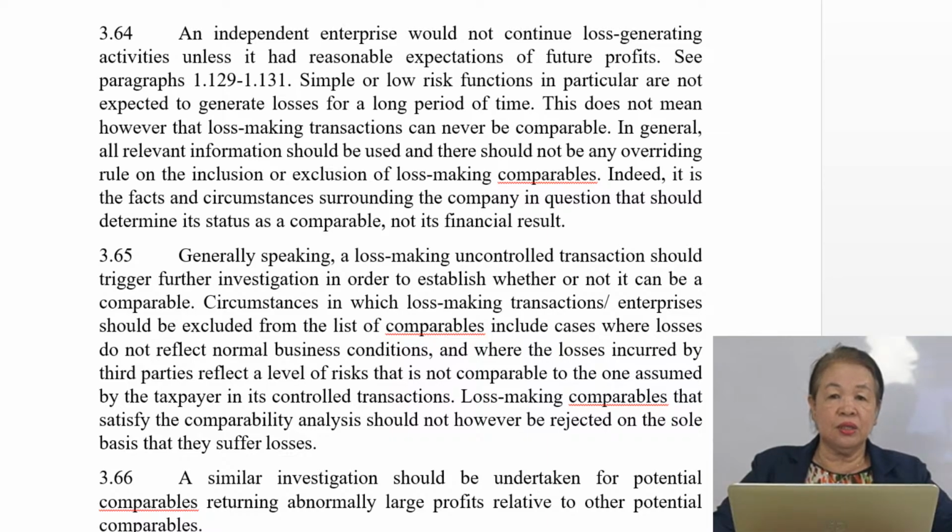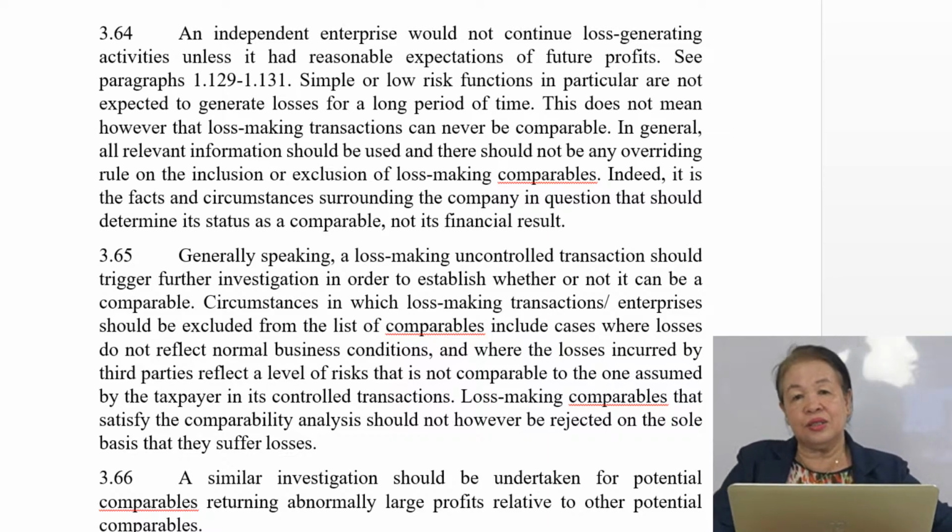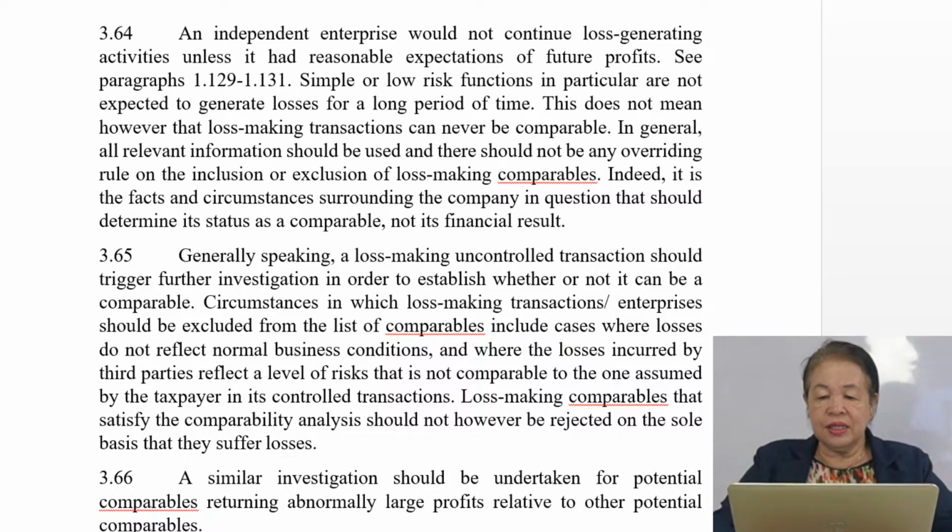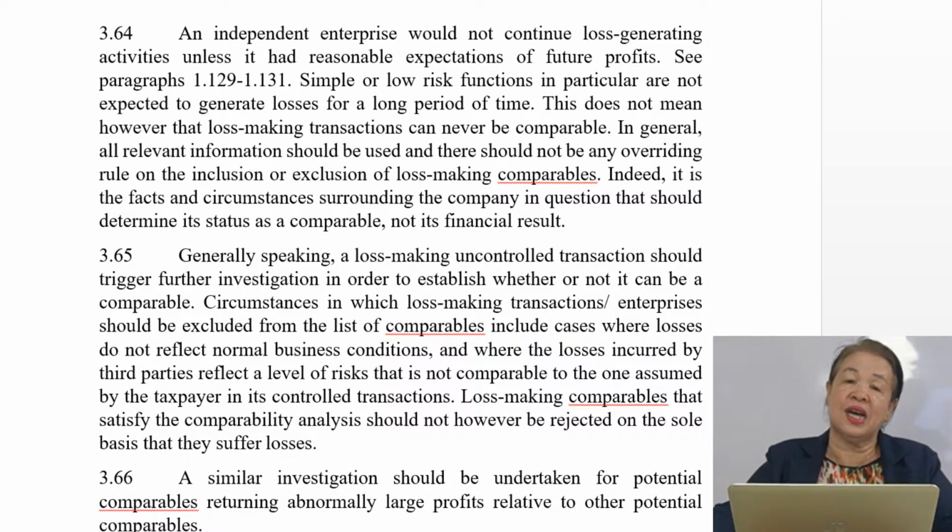If it continues for a long time, then it is against sound business practice, that the business is to earn profit. This does not mean, however, that loss-making transactions can never be comparable. In general, all relevant information should be used, and there should not be any overriding rule on the inclusion or exclusion of loss-making comparables. So it depends on the analyst.